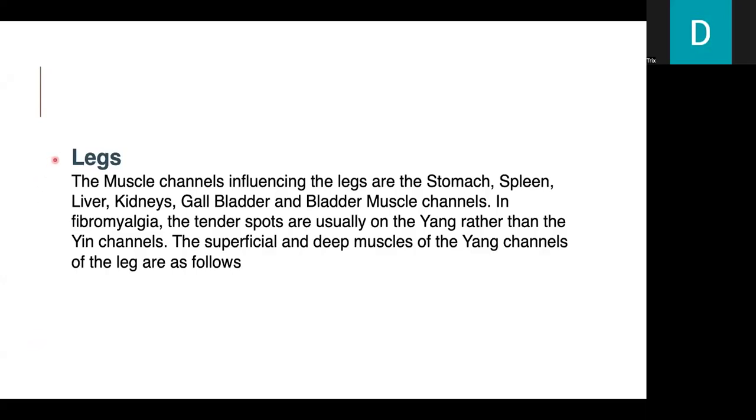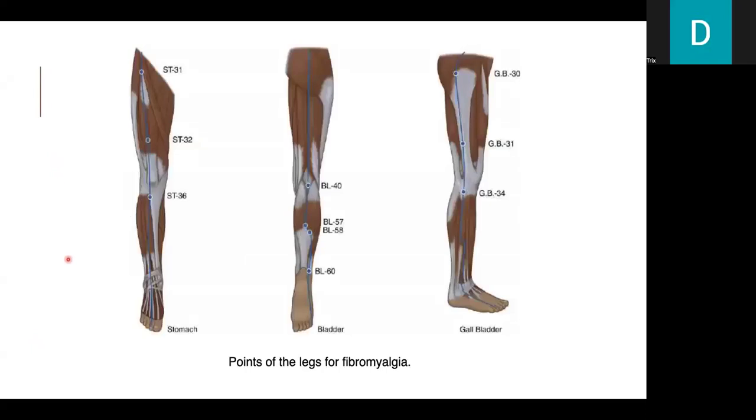Next is to go to the legs. The muscle channels influencing the legs are the stomach, spleen, liver, kidneys, gallbladder, and bladder muscle channels. In fibromyalgia, the tender spots are usually on the yang rather than the yin channels. The superficial and deep muscles of the yang channels on the legs are as follows. Here we can see the points of the legs for fibromyalgia.